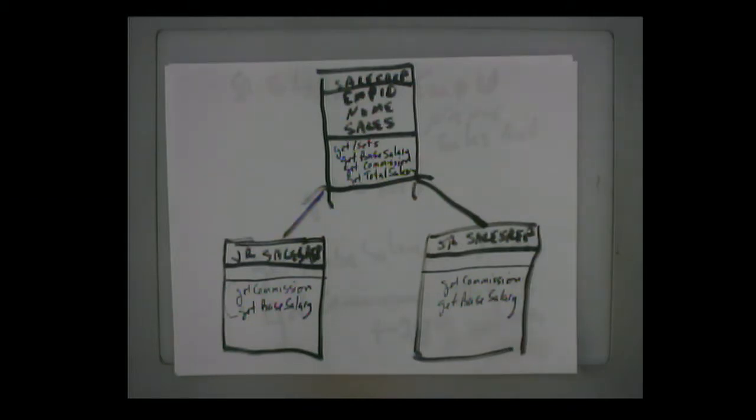All right? This is a sales rep, all the attributes and methods. These are the methods that are different for a junior sales rep. These are the methods that are different for a senior sales rep. So that's what a diagram looks like. So let's go and look at the code for this.